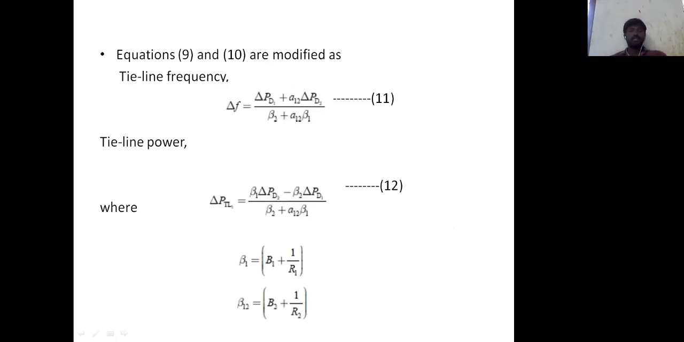And then finally, equations 9 and 10 can be modified as tie line frequency delta F equal to delta PD1 plus A12 delta PD2 by B2 plus A12 into beta 2, sorry, beta 2 plus A12 into beta 1.